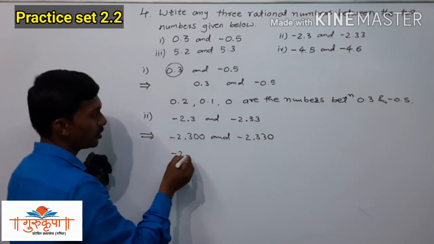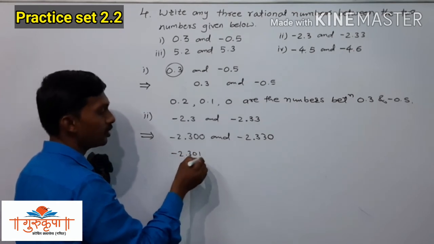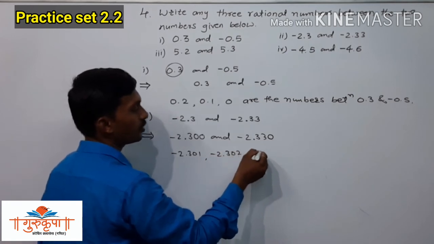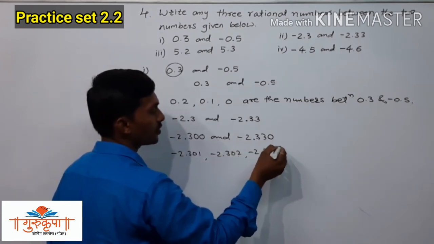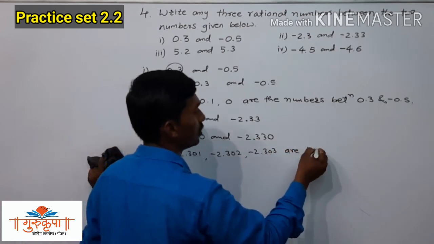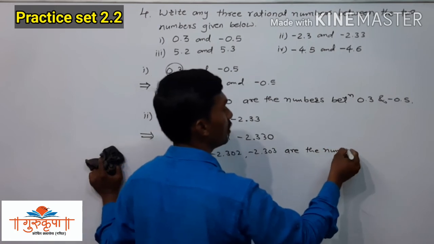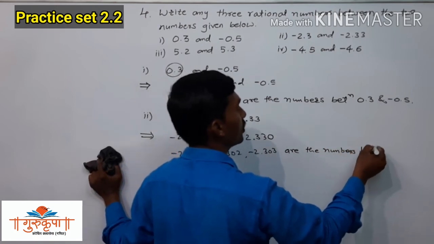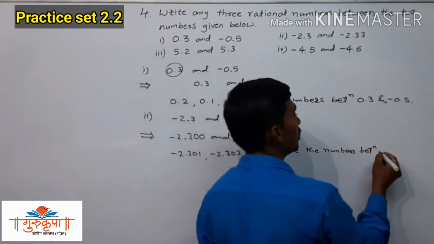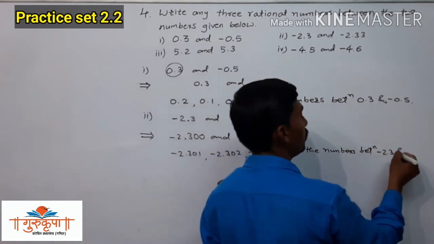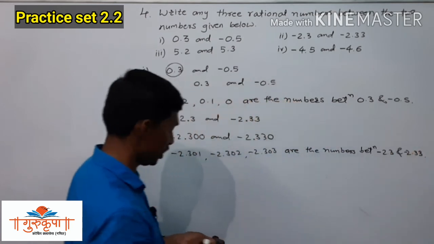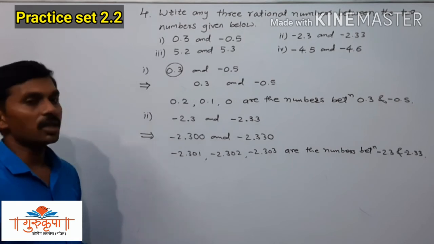that is minus 2.301, minus 2.302, minus 2.303 are the numbers between minus 2.3 and minus 2.33. So this is the answer of the second example.